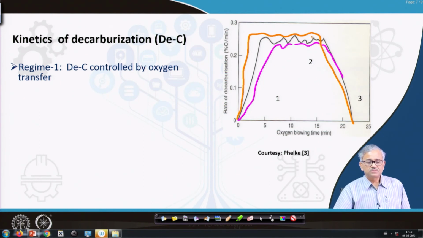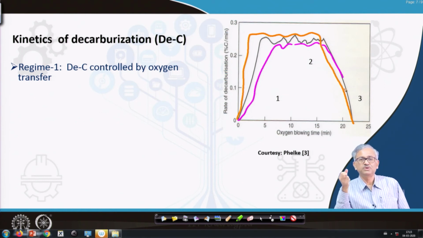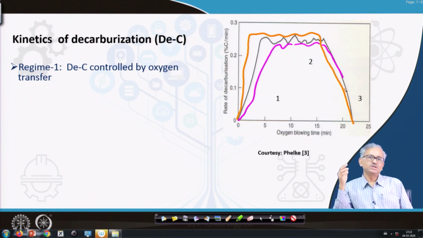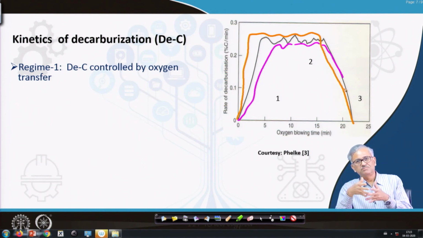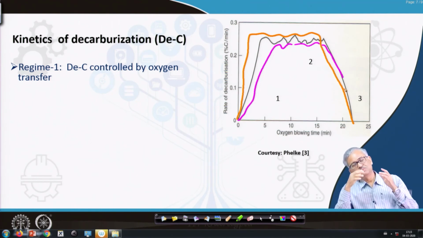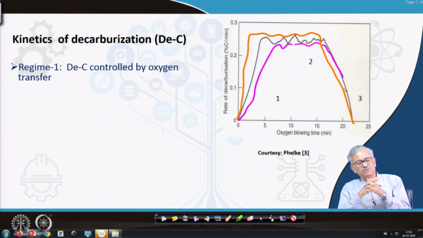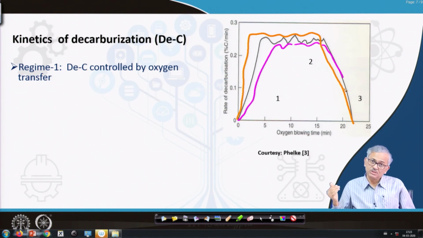So steady state, and then what happens after this point in the third regime is that the bath now becomes very depleted in carbon. It is not the oxygen supply anymore, because after some blowing time you have a lot of FeO in the slag, so your oxygen supply is not a problem, plus your oxygen jet is there. So oxygen supply is plenty. Now you are depleting in carbon. So it is the carbon mass transfer that basically controls the overall process here.